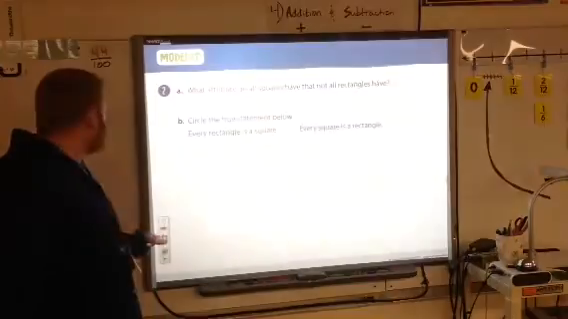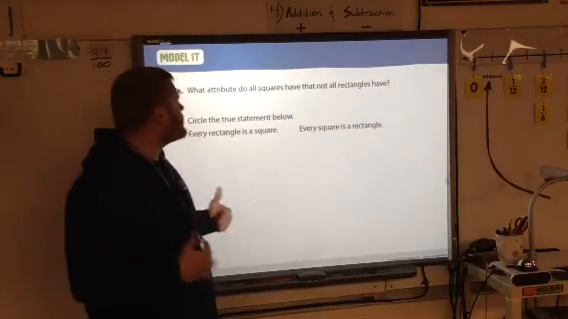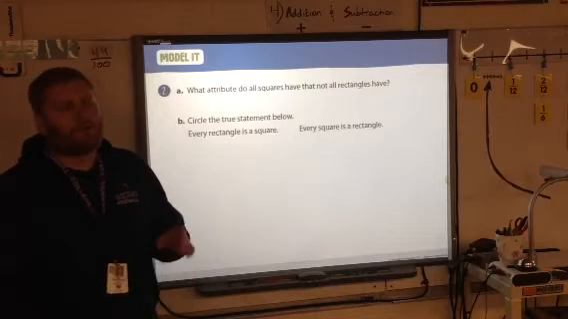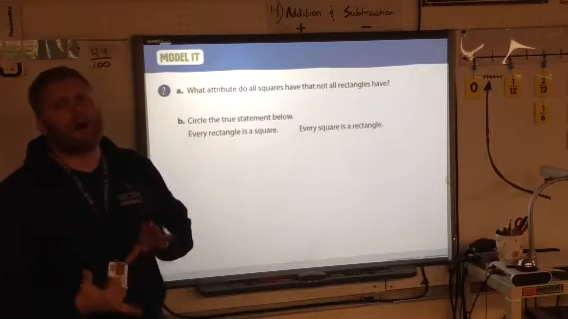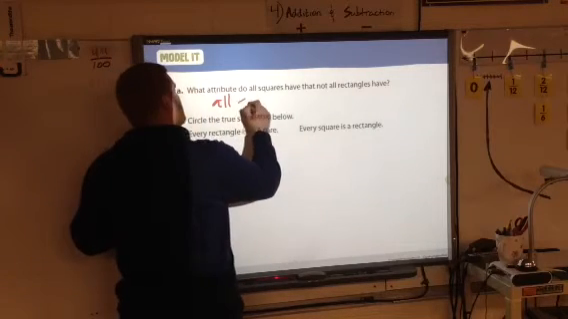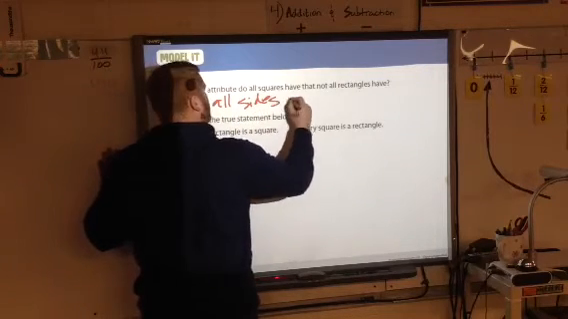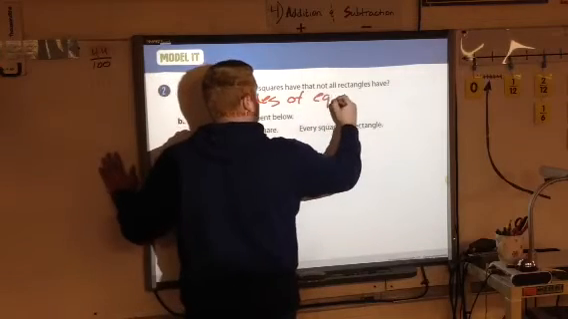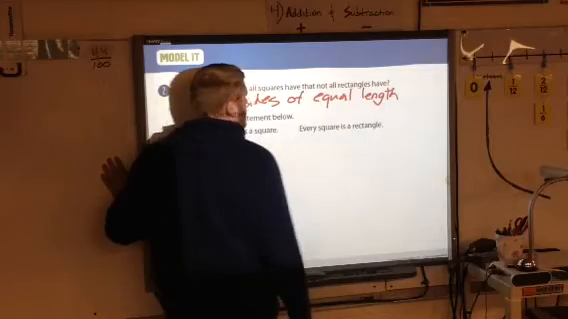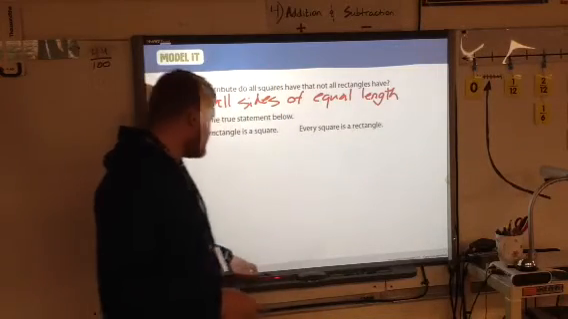So, I skipped one. It says, what attribute do all squares have that not all rectangles have? And we already described that, guys. Squares have all sides of equal length. Okay? All sides of equal length. So that takes us to the trickiest question of the day, which I always get confused about myself.